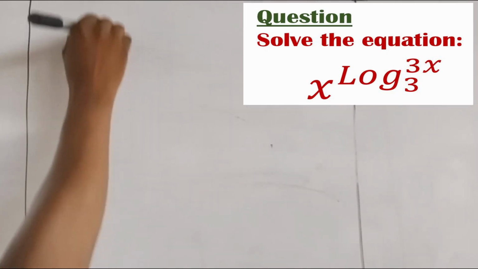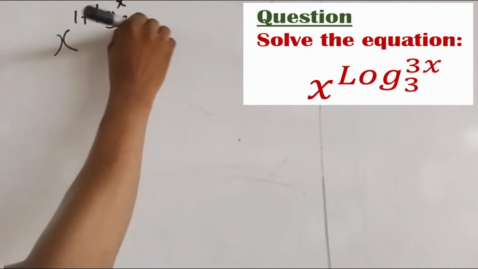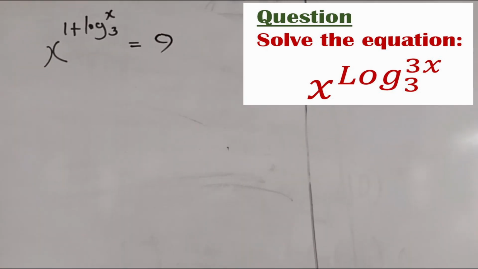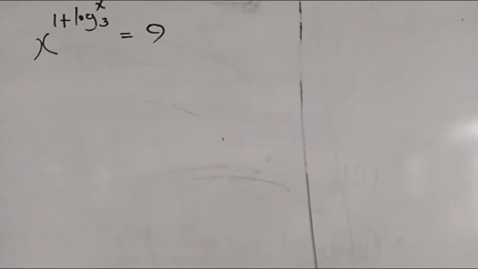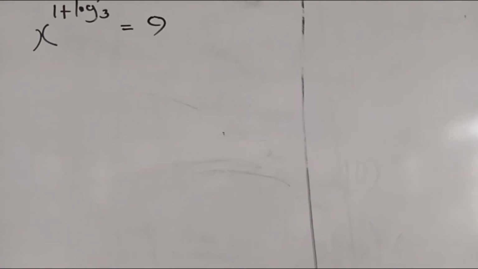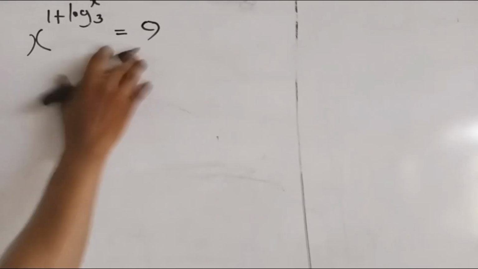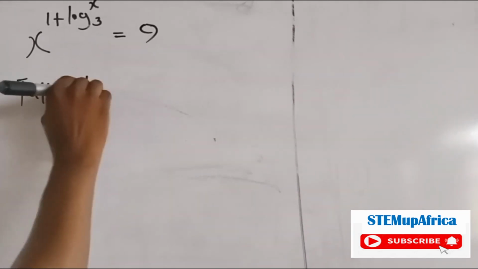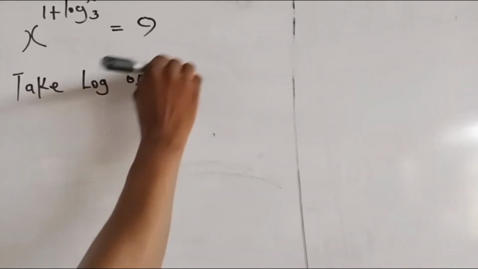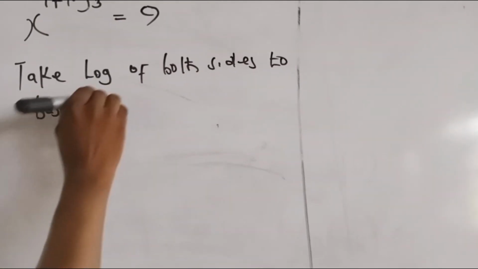I'm having x raised to the power 1 plus log x in base 3 equals 9. So what happens from here? Since we have log x in base 3 and we have 9, we know there's always a relationship between 9 and 3. 3 is a factor of 9. How many 3s can I find in 9? Two of it, 3 raised to the power 2. So we're having 3 as a common factor. Let's take the logarithm of both sides to base 3.